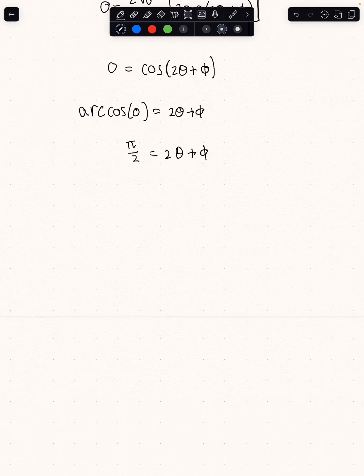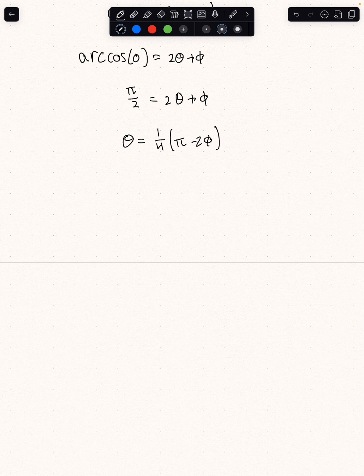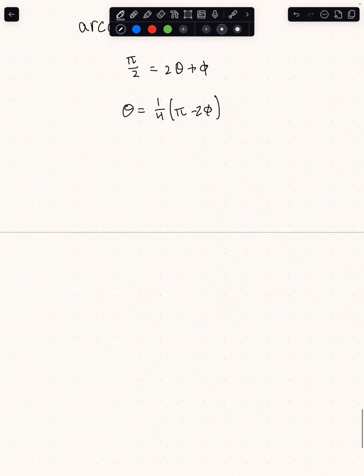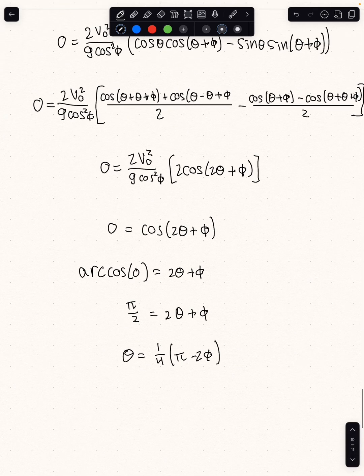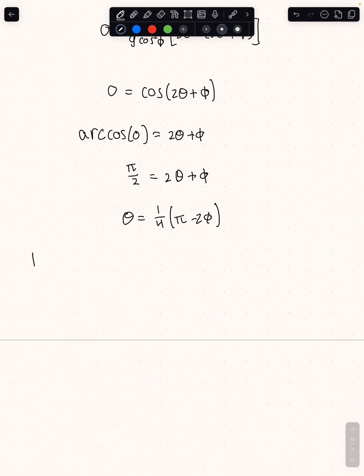So then we have theta is going to be equal to 1/4 pi minus 2 phi. There I've subtracted over the phi, divided by 2, pulled out the 1/4 from the pi, and then multiplied the phi by 2. That gets us the 1/2 phi. Okay, so now we know what theta is, and so now we can plug this in to find R max.